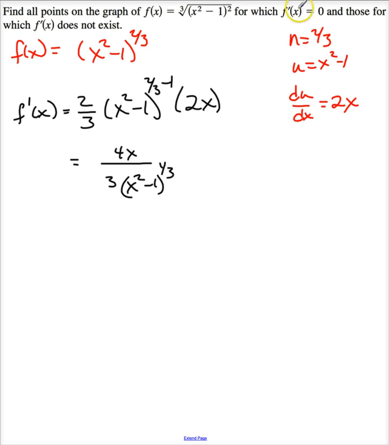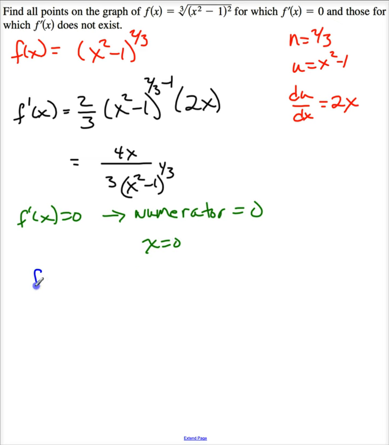Now, we want to know where does f prime equal 0. Well, the only place f prime of x equals 0 is when the numerator is 0. So that is when x equals 0.